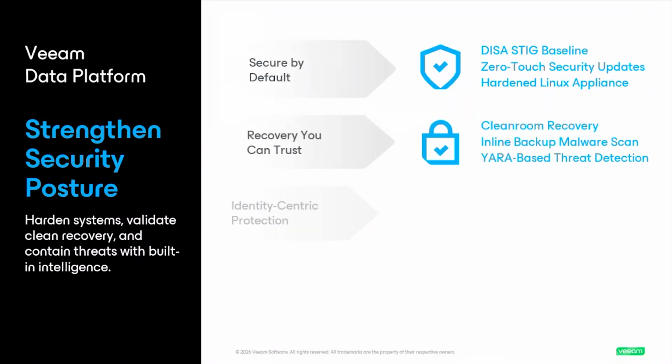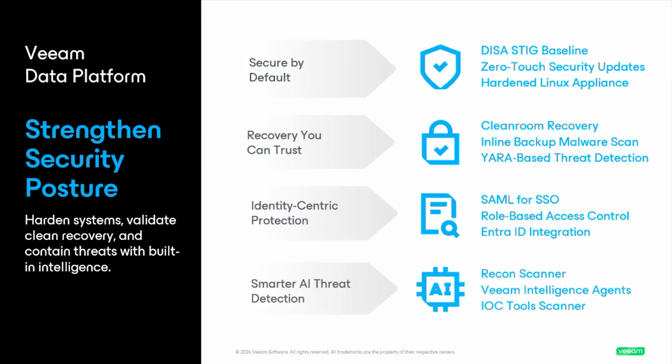So talking about the security posture, we're following the DISA STIG rules. It's going to be zero-touch security updates. You have the ability also to use a hardened Linux repository. Now, what does that mean? It's taking a physical server, it could be any brand, with internal disks, and installing Veeam's hardened Linux repository ISO on it.